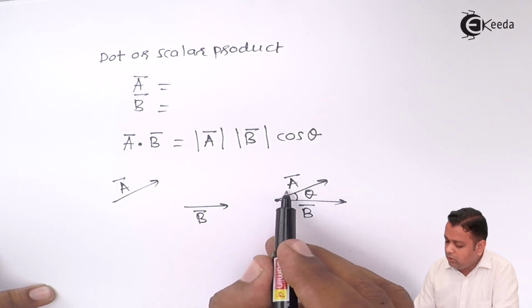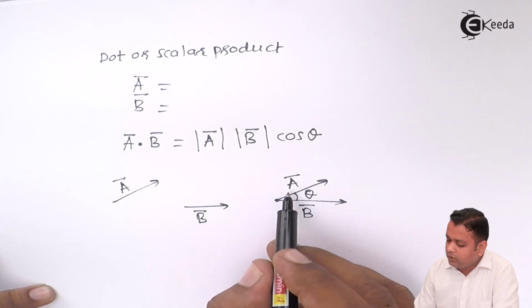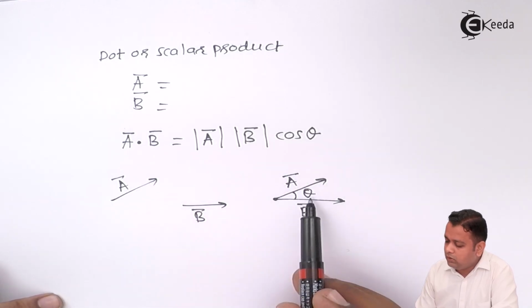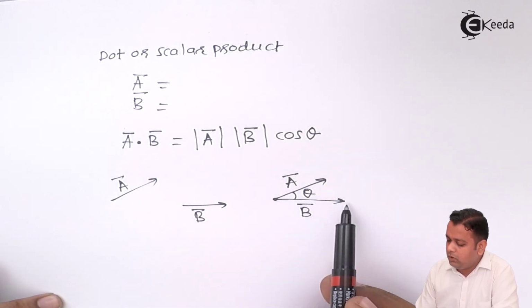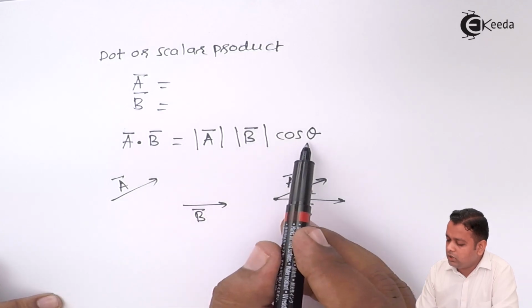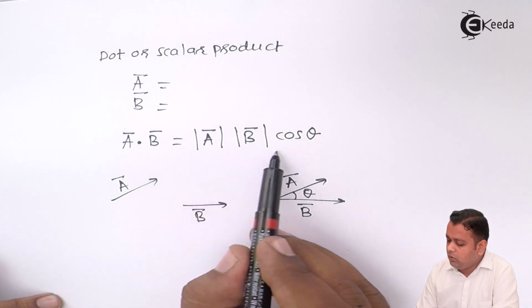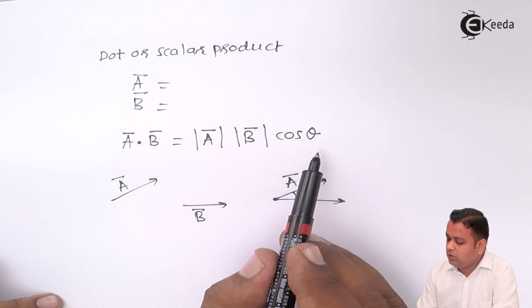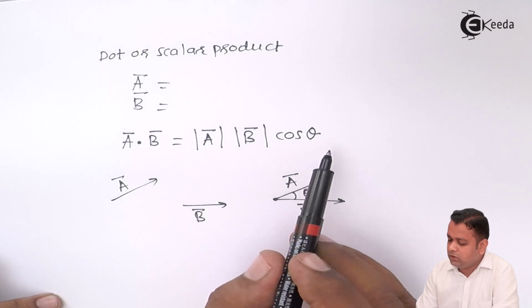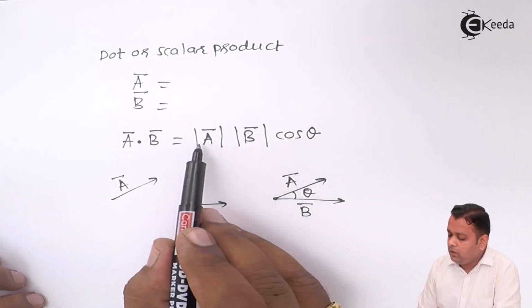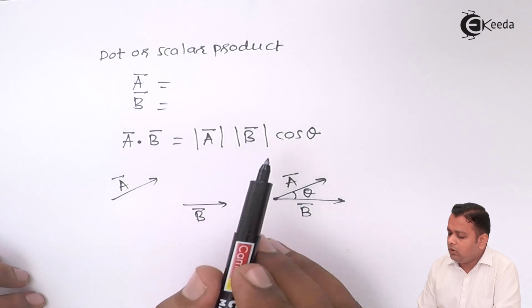The bigger angle theta may also be like this, but according to the definition we should always take the smaller angle theta between A bar and B bar. So magnitude of A bar into magnitude of B bar into cosine of smaller angle theta. This operation gives us magnitude only, it does not have any kind of direction, so it is also said to be a scalar product. Now how to find magnitude of A bar or B bar?